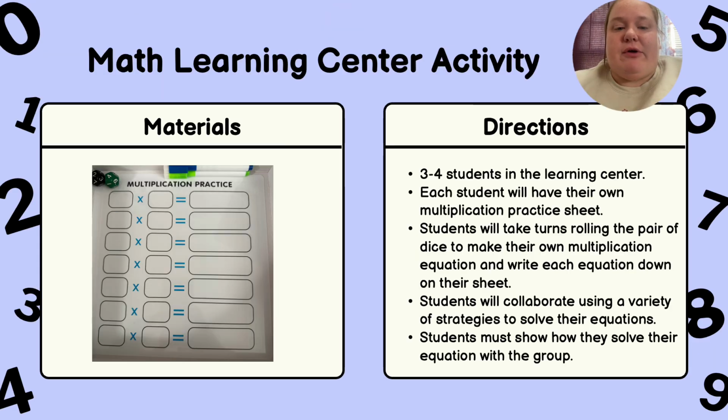The picture below shows the materials that were used for this activity. Students needed a pair of 12-sided dice, a multiplication practice sheet, and a dry erase marker. You can also provide them with an additional paper to show their work if needed. To complete this activity, there needs to be 3 to 4 students in a group, and each student needs their own sheet to record their equations and their work. The students will take turns rolling the dice to make an equation. Once they have their equation, students will collaborate using their own strategies to solve as a group.